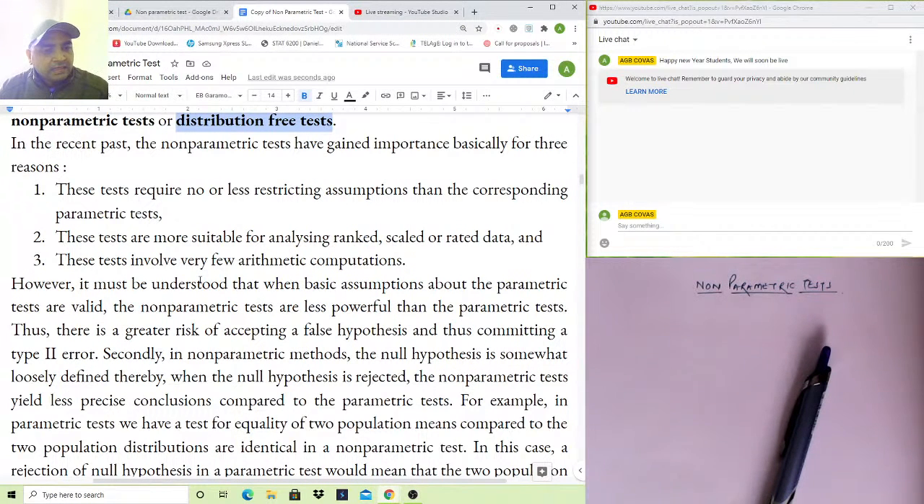Second is that these tests are more suitable for analyzing ranked, scaled, or rated data. That is, if you have nominal data or frequency data or ranking, then you can apply these tests very well. Third is that these tests involve very few arithmetic computations. Less computation is required in the case of these non-parametric tests, and that is why these tests are gaining importance now.